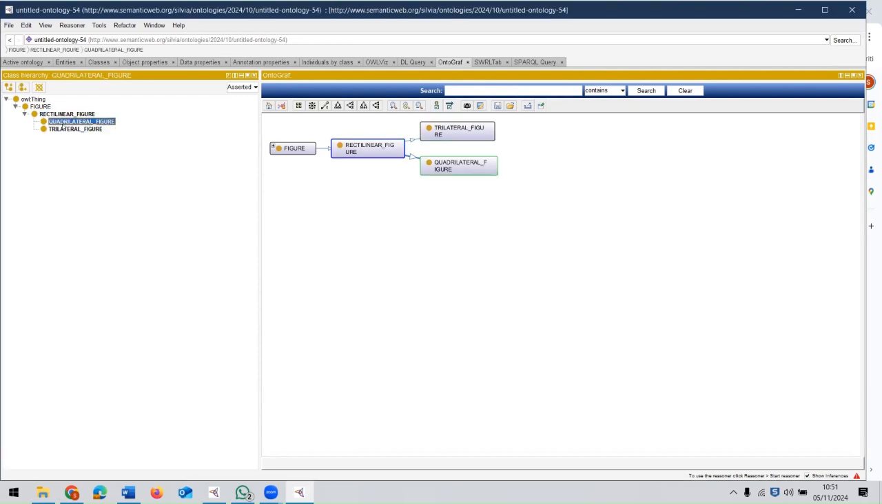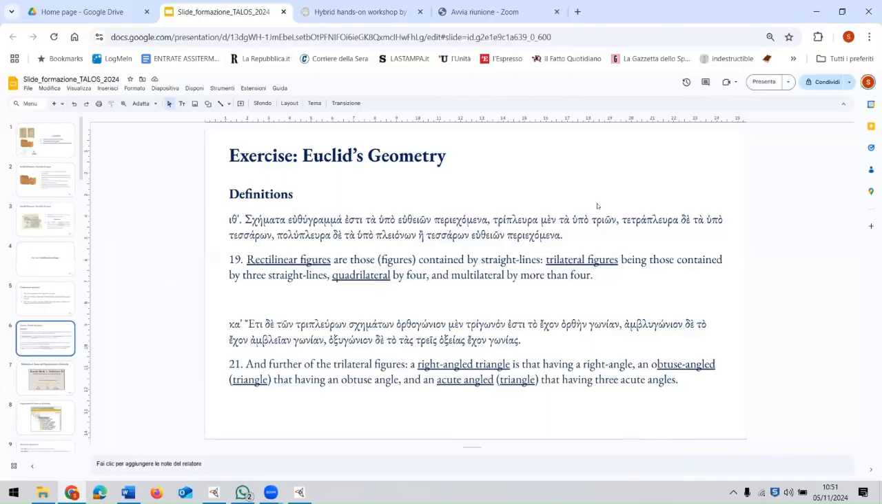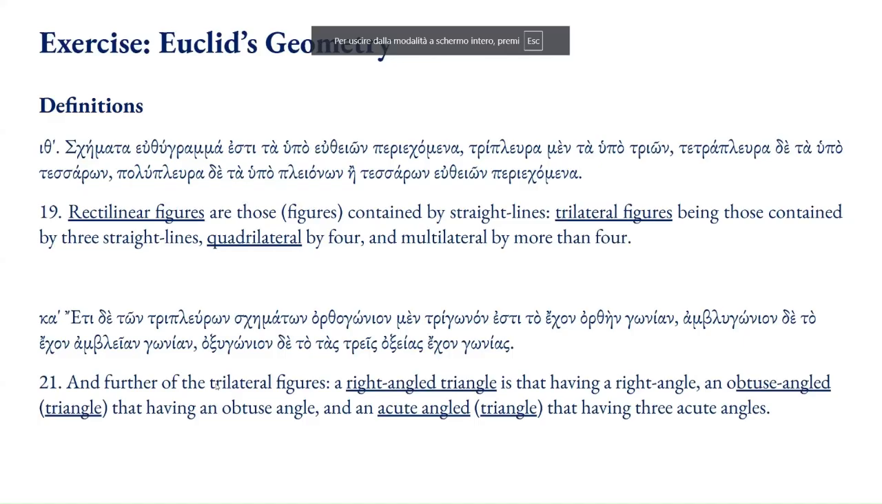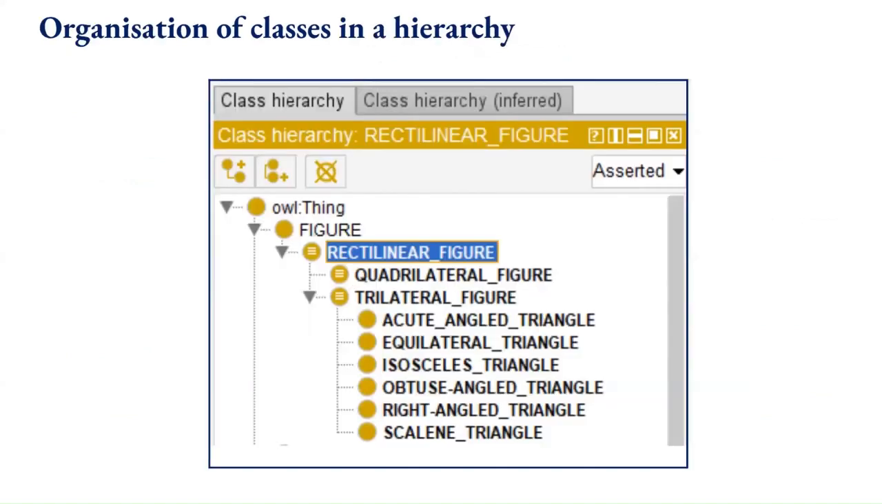We just created classes, but we didn't define anything. We didn't define these classes, what a rectilinear figure is, what a quadrilateral figure is. We just arranged these classes in a hierarchy order. So let's move on. Go back to my slides. Okay. So let's continue. This is a hierarchy, but we already did that.